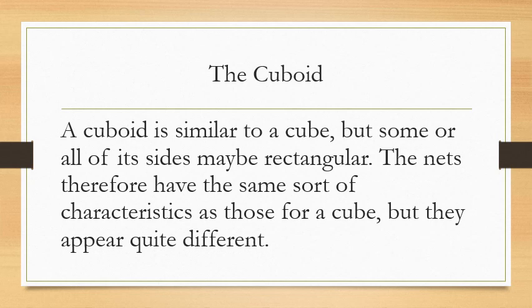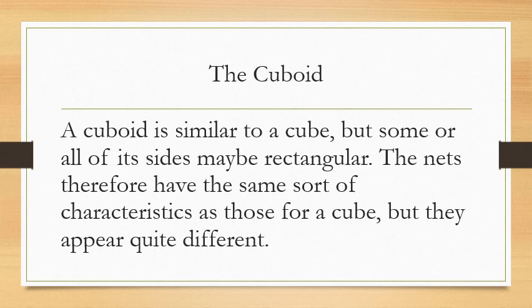So I'll read this one more time. I was reading and explaining to you. So I'll read it first and then I'll explain it back one more time. It says here that a cuboid is similar to a cube, but some or all of its sides may be rectangular. The nets therefore have the same sort of characteristics as those of a cube, but they appear quite different.